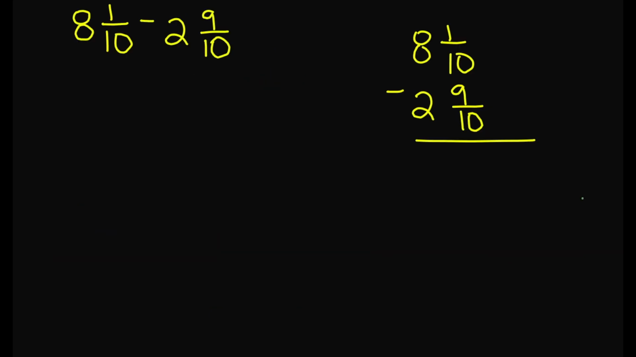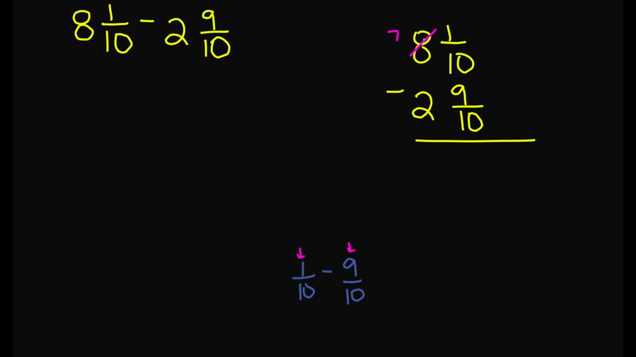Let's look at this example here. Notice we have 1 over 10 minus 9 over 10. Now, by looking at this example here, notice that my 9 over 10 is larger than my 1 over 10. So if I already have 1/10 and I'm trying to take 9/10 from that, that's not going to be able to work. So I'm going to borrow from my whole number. So I'm going to borrow from my 8. This is going to become 7.